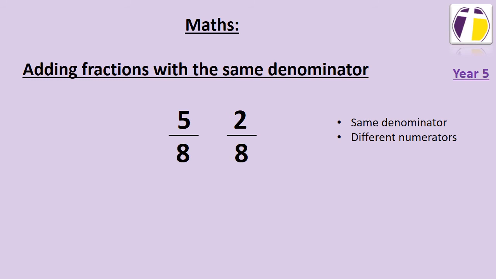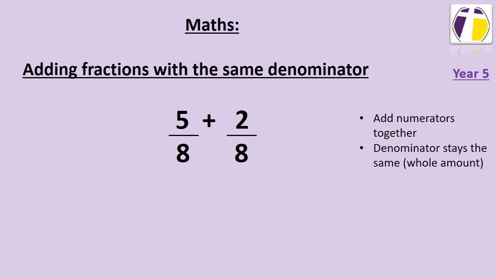However, they have different numerators. This is the number at the top of the fraction. One of the fractions has 5 and one of the fractions has 2. 5/8 is therefore bigger than 2/8 because it has more parts out of the whole.